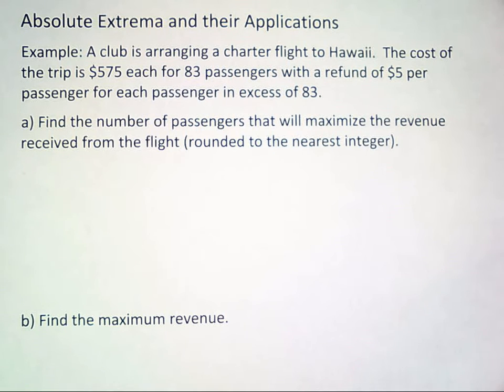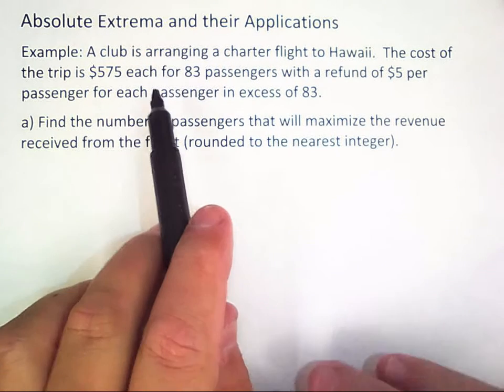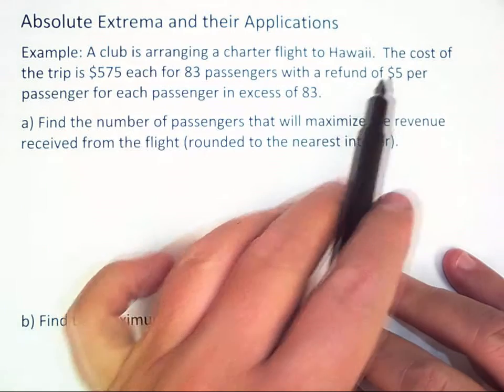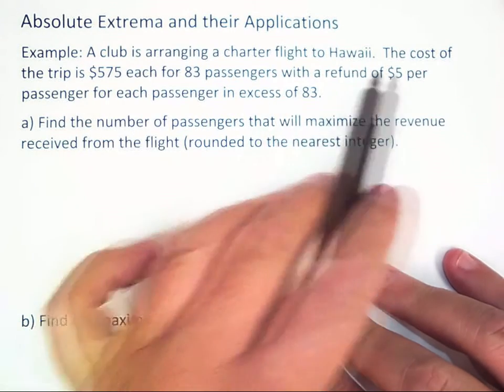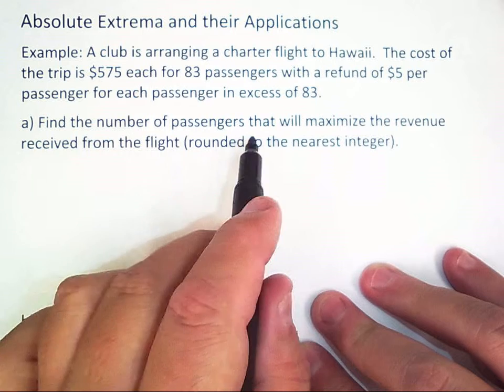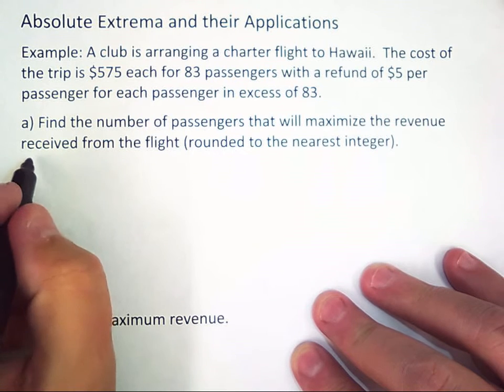And they're going to ask us to find the number of passengers that maximize revenue, and then later on to find the maximum revenue. Now, I think the hardest part of this problem is the setup, so I want to spend maybe more time on that part. We have a price for 83 passengers, but this discount occurs for getting more than 83. So ultimately, we want to find the number of passengers, so let's just go ahead and call that X.